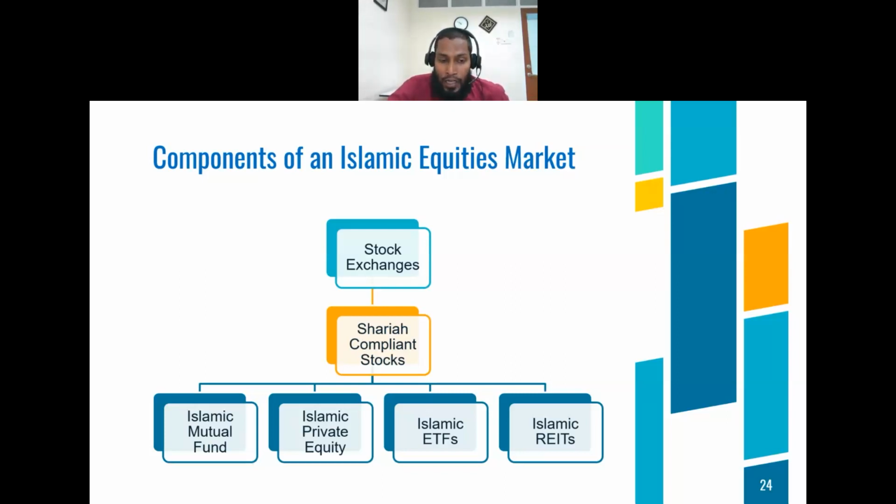And there are Islamic REITs. Islamic REITs are also like a public mutual fund, where they pool funds from the public. However, their focus of investment is only on real estate. That's why it is called Islamic REITs. They pool funds and then they invest only in real estate. So their income is coming from the profit gained from the real estate development.